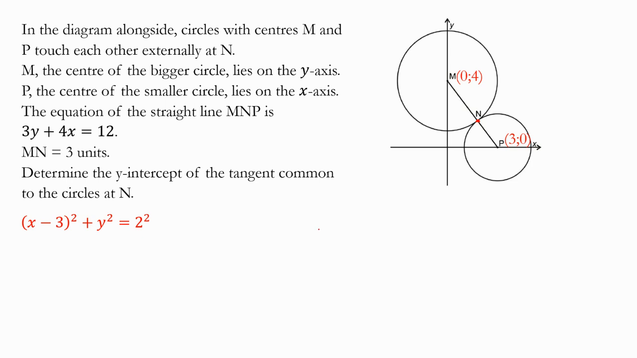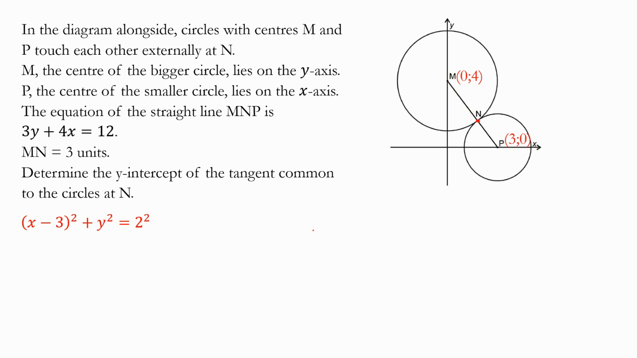M, the center of the bigger circle, lies on the y-axis. Then P, the center of the smaller circle, lies on the x-axis. And then the equation of the straight line MNP is 3y + 4x = 12. MN is 3 units. Determine the y-intercept of the tangent common to the circles at N.